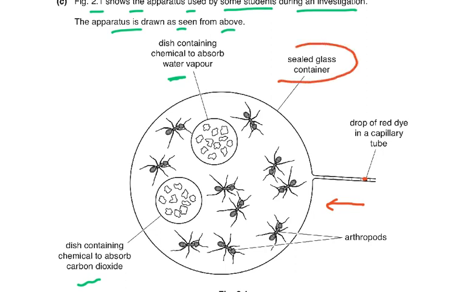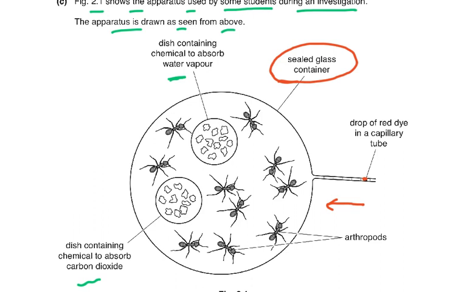If you noted this, the sealed glass container. So it's a sealed glass container, like a round sort of ball or some sort of round spherical thing, because it's a sealed glass container. So that means air is only entering through the capillary tube. So why would the dye move?